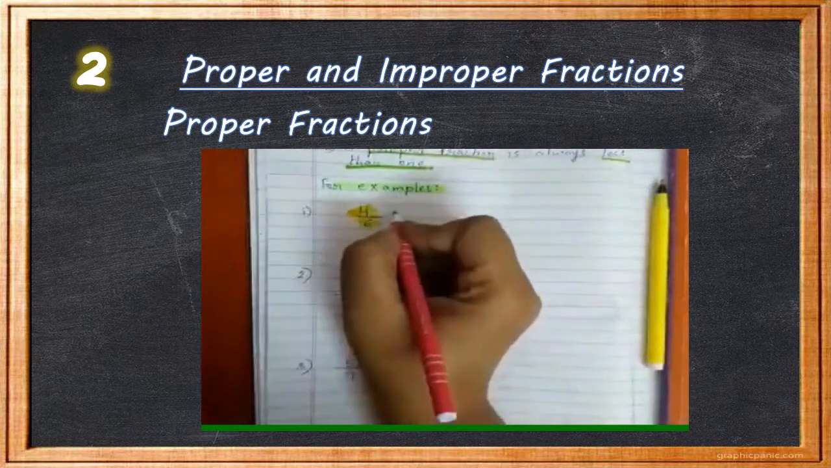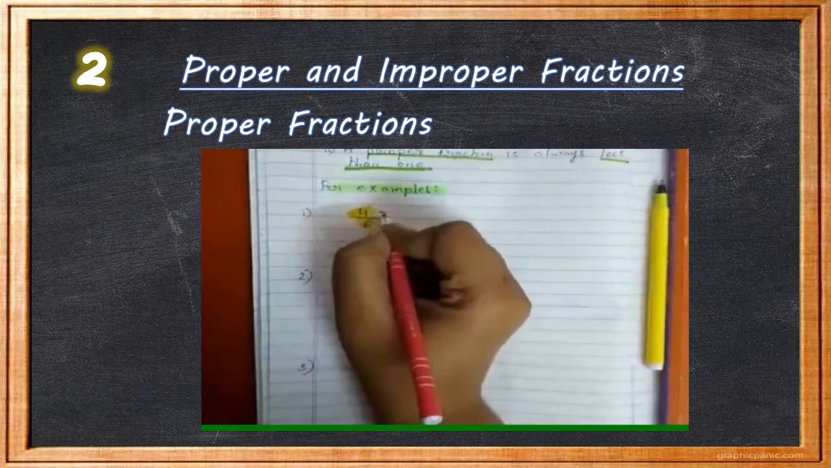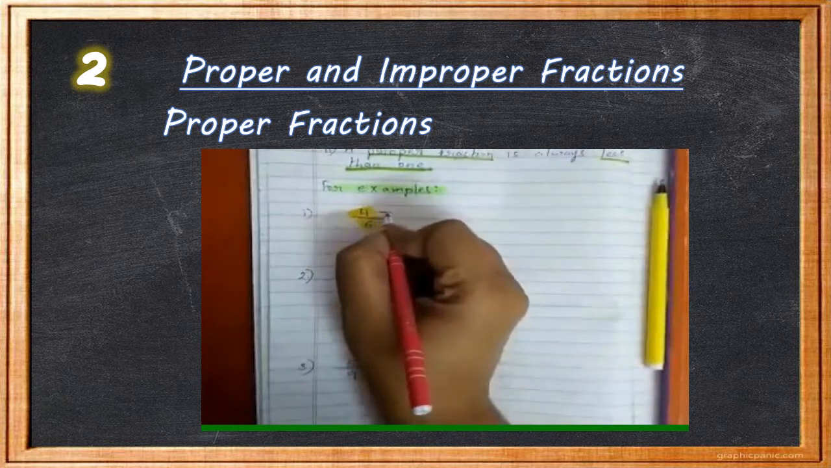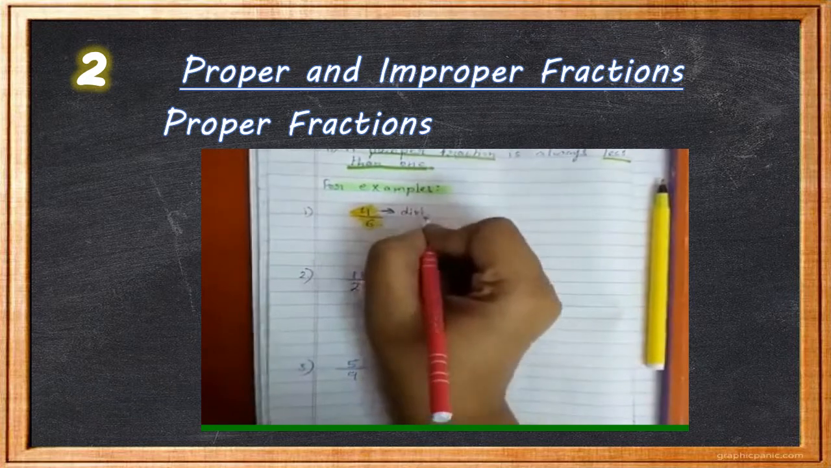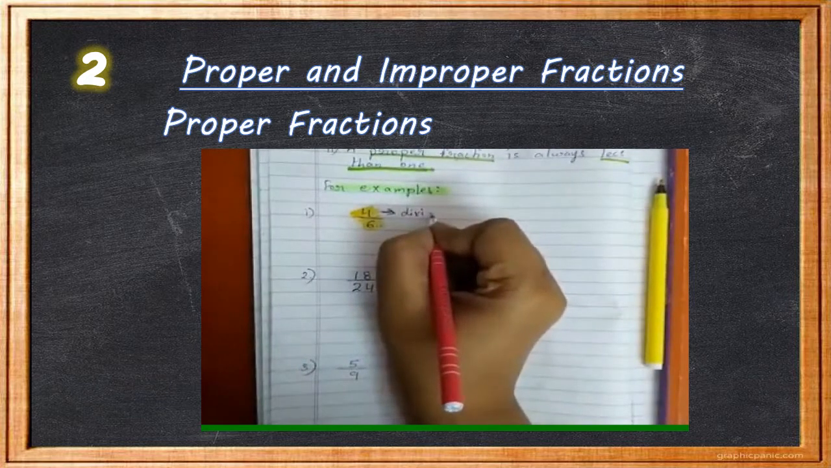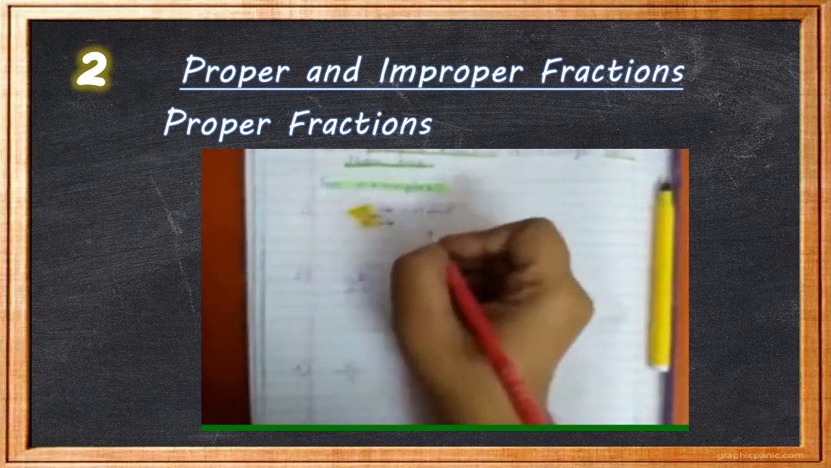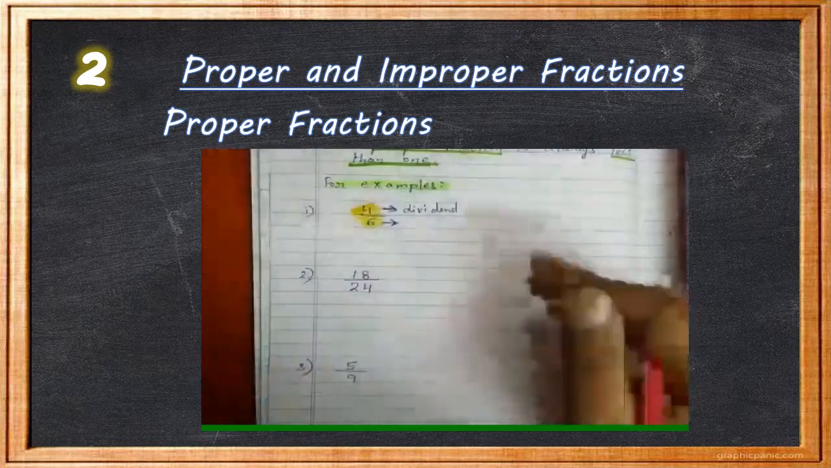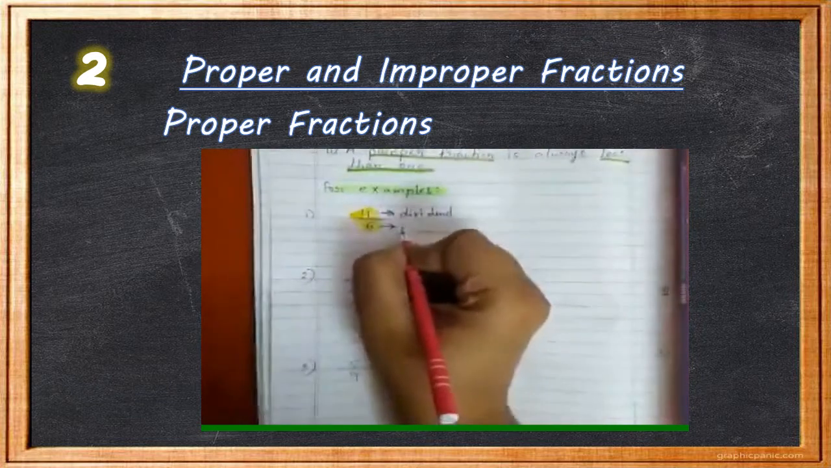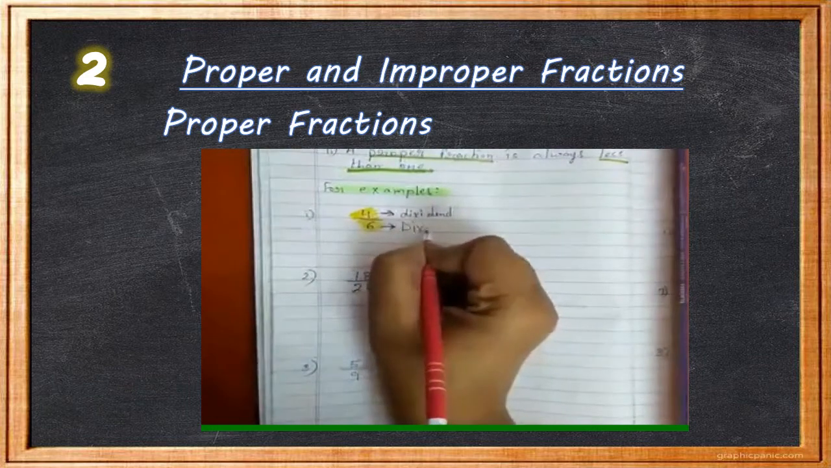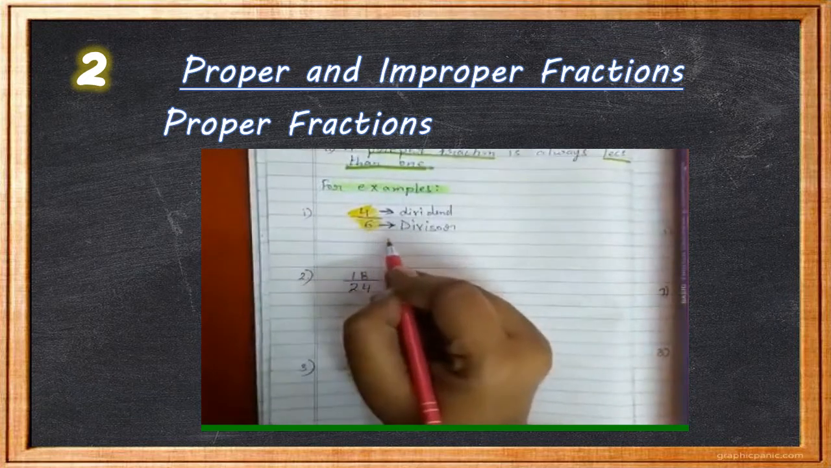Children, you remember, I have told you that a fraction is the other form of division also. So here the numerator is the dividend, D-I-V-I-D-E-N-D, dividend. Yes, and the denominator is the divisor. Okay, the numerator is the dividend and the denominator is the divisor.